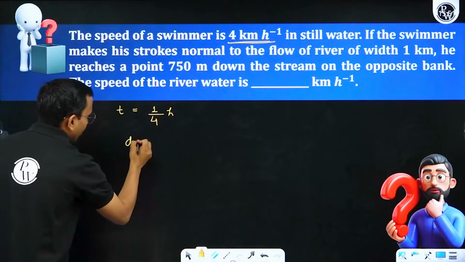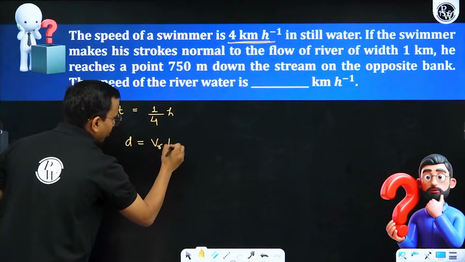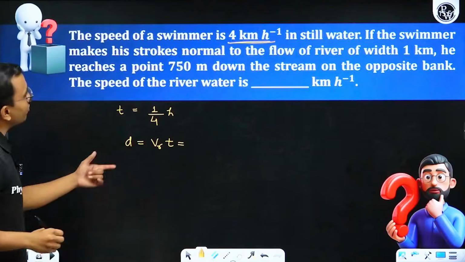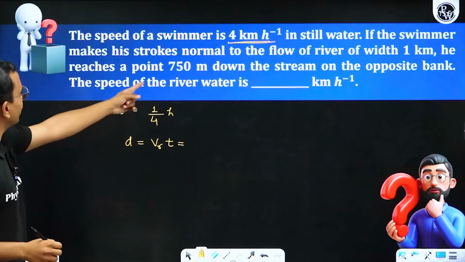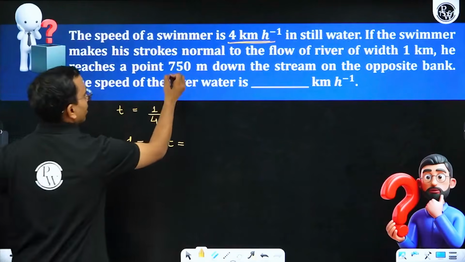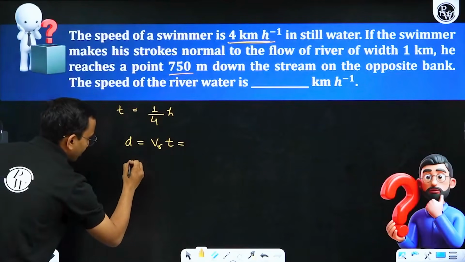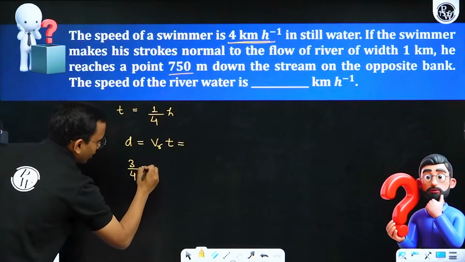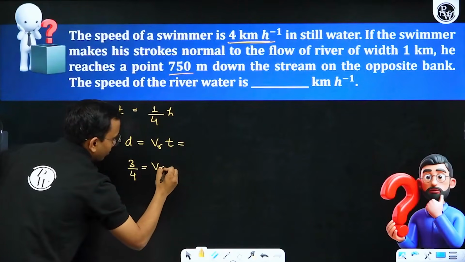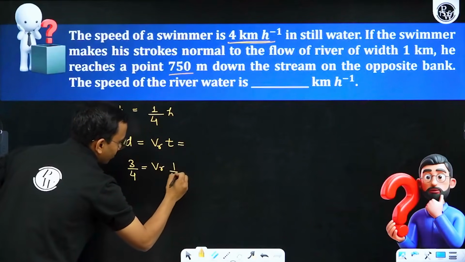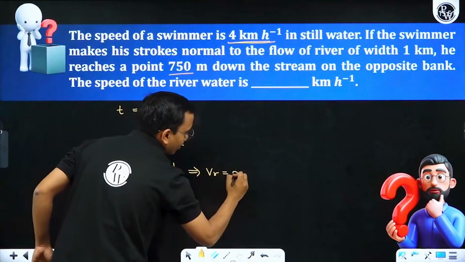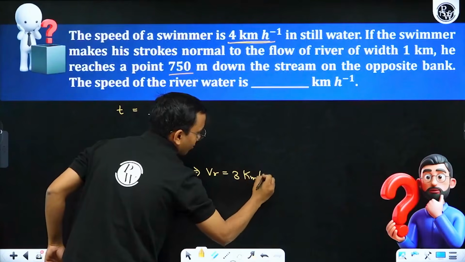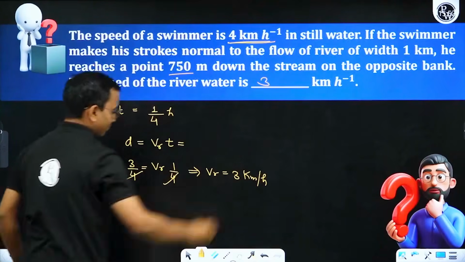Drift will be velocity of river into time. What is velocity of river? That we need to find. Drift is 750 meter, which means 3 by 4 kilometer. Time is 1 by 4 hour. So from here I got V river as 3 kilometer per hour. This is 3.